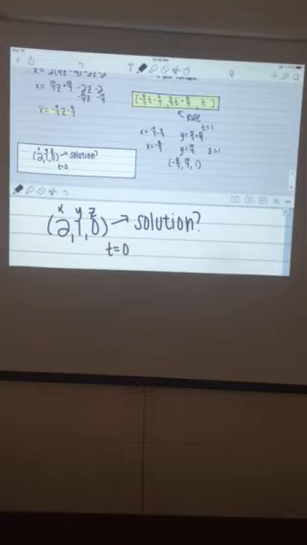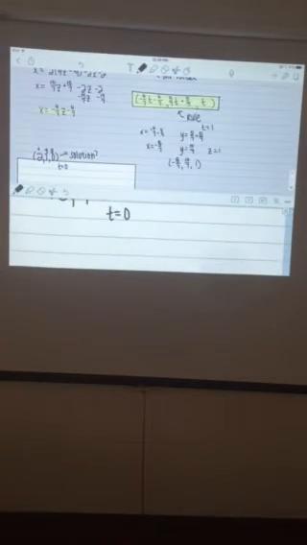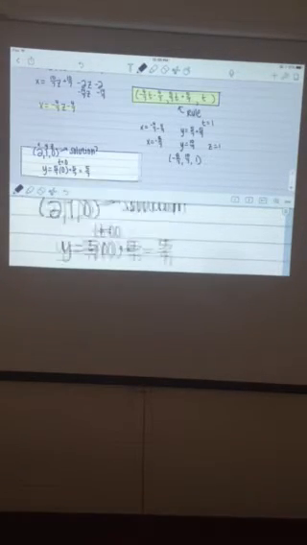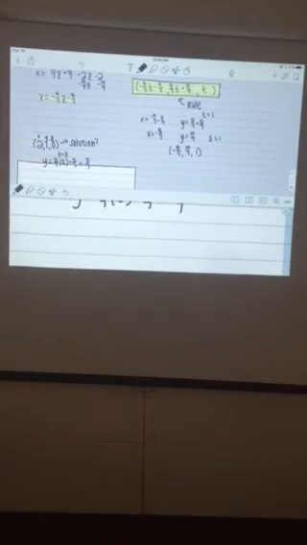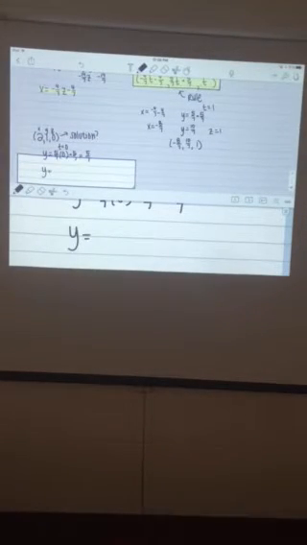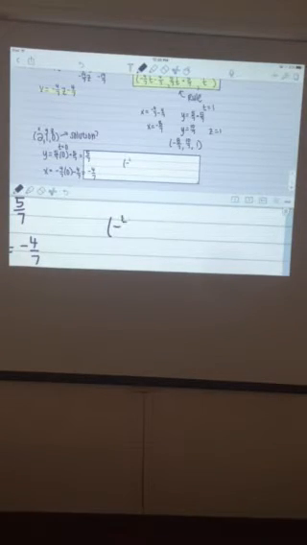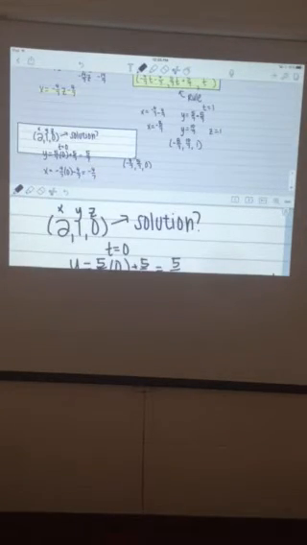If this is a solution, then t is 0. Plug it in for y and make sure we have the right y. Y would be 5/7 times 0 plus 5/7, which is just 5/7. And right away I can see that this is not going to be a solution because the y would need to be 5/7, but instead it's 1. So let's try one more. Or let's get the x actually. So to get the x, it would be -4/7 times 0 minus 4/7, which is -4/7. So a solution would be -4/7, 5/7, 0. This thing is not a solution.